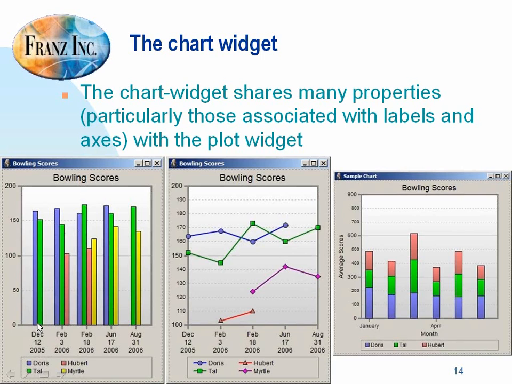Here is a simple bar graph where there are dates of events. Presumably, this is a bowling scores example, dates of bowling games, and we have 4 players, Doris, Hubert, Tal, and Myrtle, and only Doris and Tal played on December 12th. Hubert joined them on February 3rd. Everybody played on February 18th. Then Hubert dropped out, and finally Doris dropped out. And here are the scores for each player on these particular days.